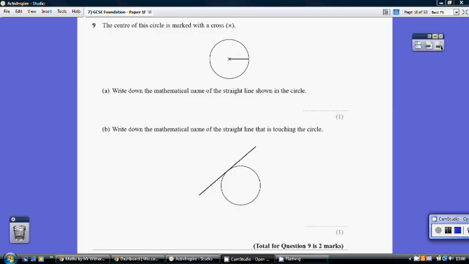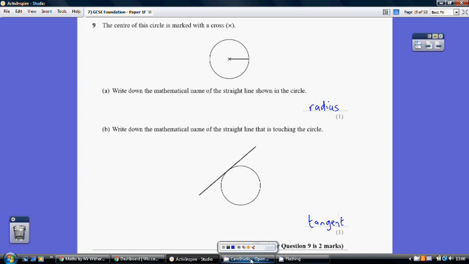Question 9. Write down the mathematical name of the straight line shown in the circle. Well, the straight line from the centre to the outside of the circle is called the radius, and the name of the line that just skims a circle, just touches a circle, is called a tangent.